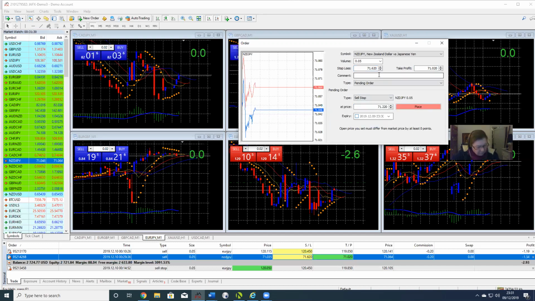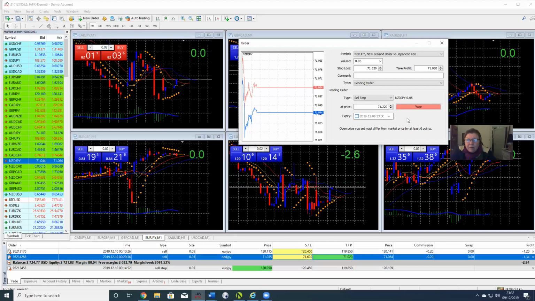Stop loss 71.62. Take profit 71.02. And at the price 71.22. And we've got price. So it's saying that the open price you set must differ from market price. So market price is at 71 on a bid or an ask.